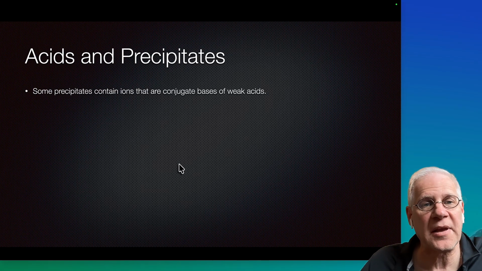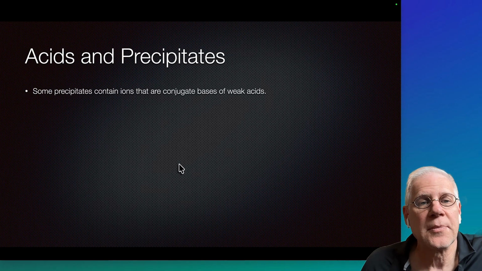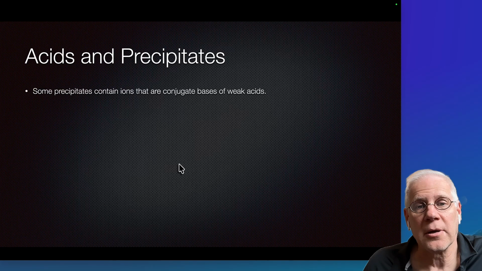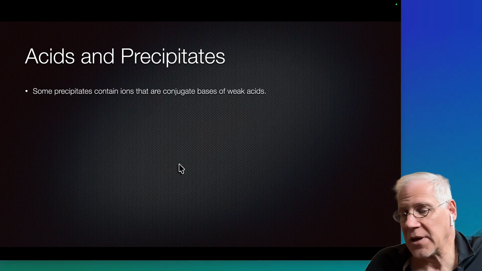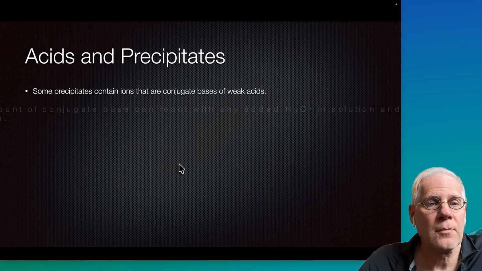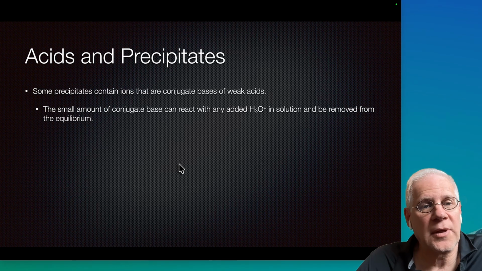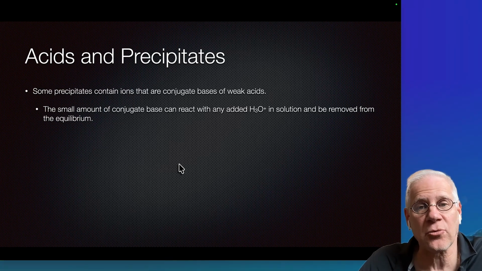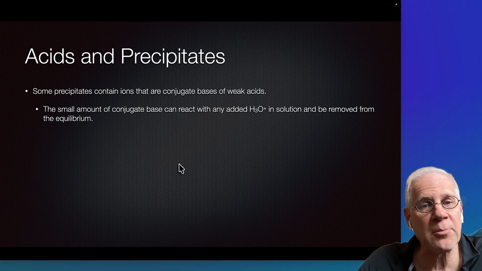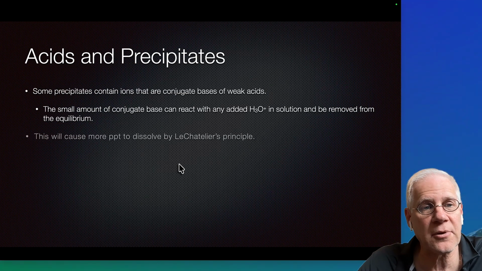Now, there's a lot of precipitates that contain ions that are conjugate bases of weak acids. And that small amount of conjugate base can react with any H3O+ coming from an acid that happens to be in solution. And if it reacts with that H3O+, it will most likely be removed from the equilibrium because it turns into something different.